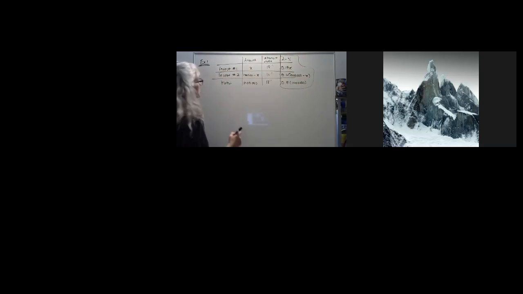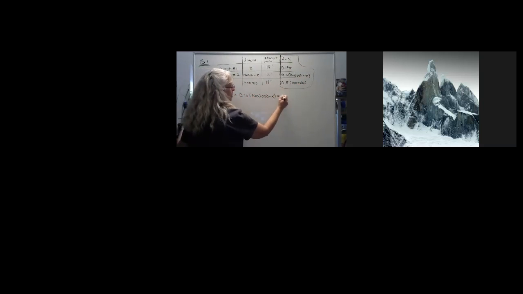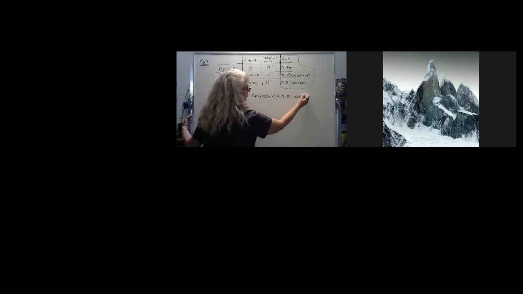So in other words, our first investment is the 0.19x. We're going to add to that the second investment, which is 0.16 times the 1 million minus x. And we set that equal to the total investment, which is the 0.18 times the 1 million. And there's our equation.